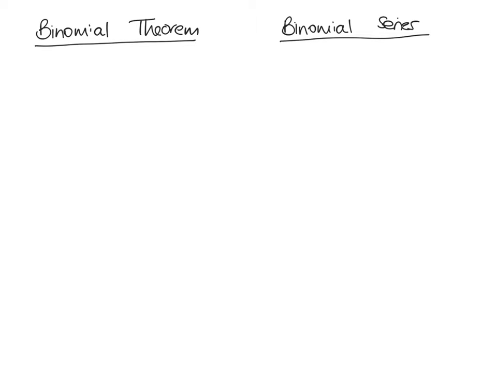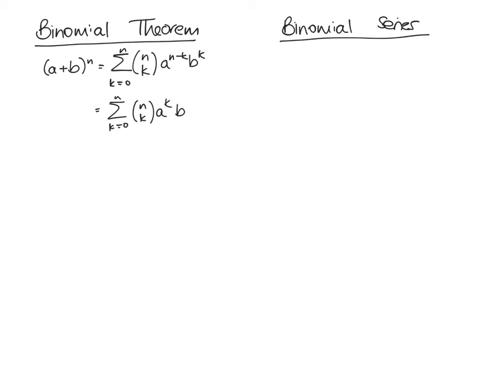In this video, we're going to have a look at the binomial theorem and the binomial series and see what we can use them for. Now, the binomial theorem looks like (a + b)^n is equal to the sum from k = 0 to n of n choose k, a^(n-k), b^k. Or you can also write it with the same sum and the same n choose k, but instead have a^k, b^(n-k). And either works.